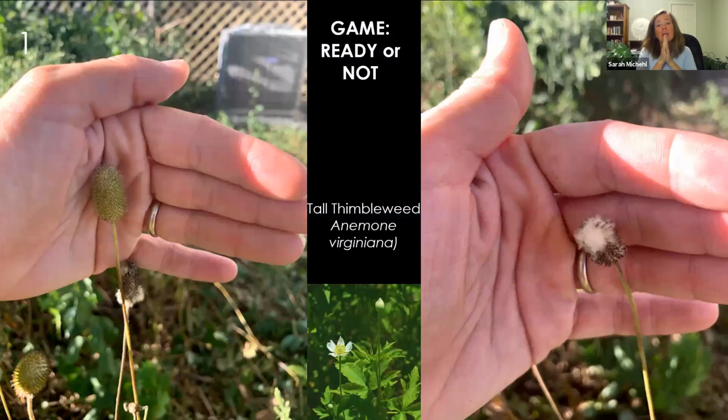Okay, here we go with our tall thimbleweed. Which one is ready? We have image number 1 on the left, image number 2 on the right. Image number 1, kind of greenish looking. Image number 2 on the right looks like a white fuzzy sweater. Okay, good. Number 2 on the right is ready to be collected. And again, you guys, it's looking kind of dry and fuzzy. There's another clue right there.